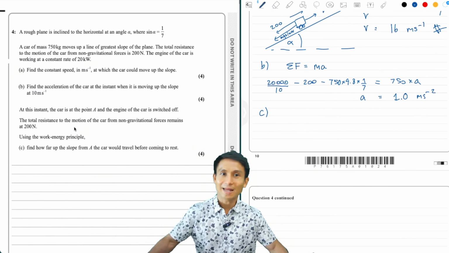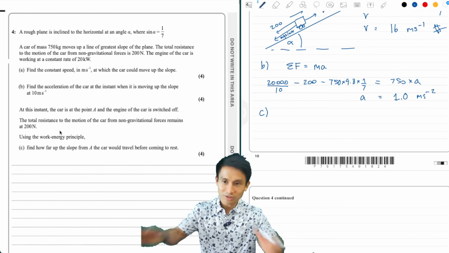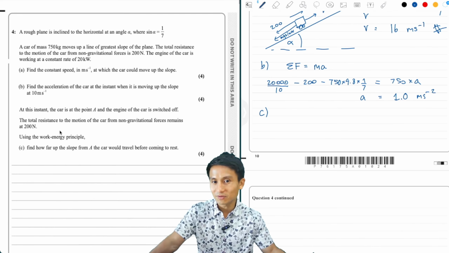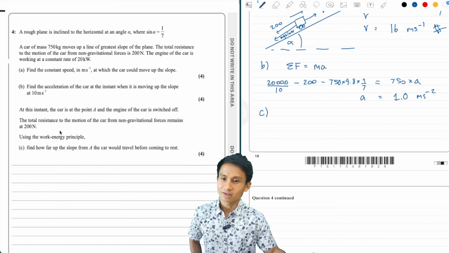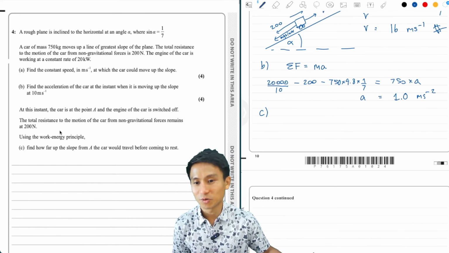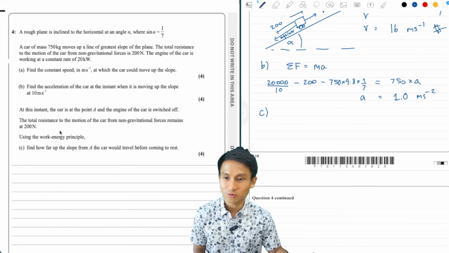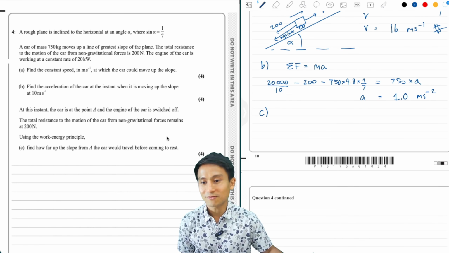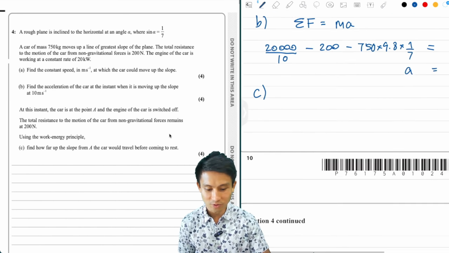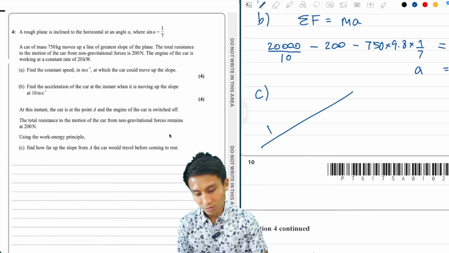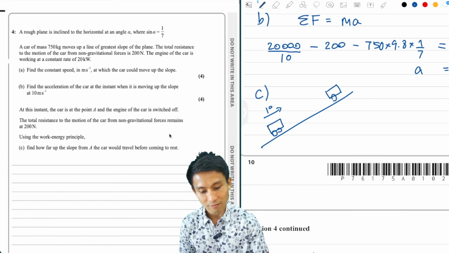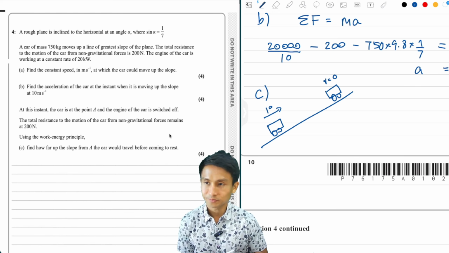Part C. At this instant, which is the speed 10 presumably, the car is at point A and the engine of the car is switched off. The total resistance to the motion of the car from non-gravitational force remains constant. Using the work energy principle, find how far up the slope from A the car would travel before coming to rest. Well, you go from having a speed of 10 to having no speed at all.